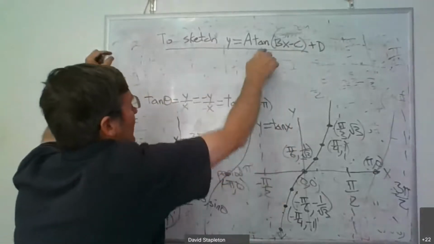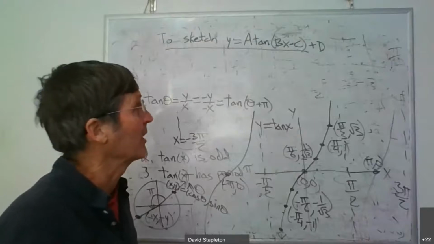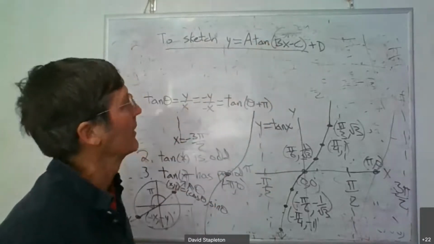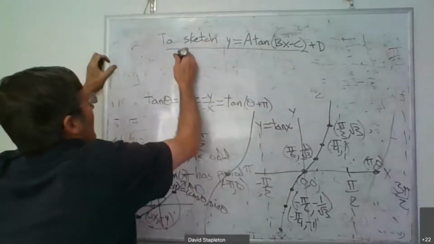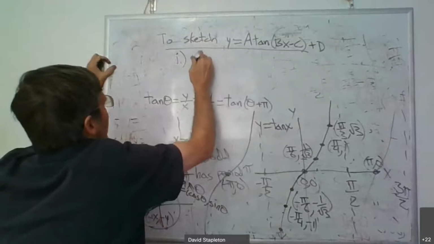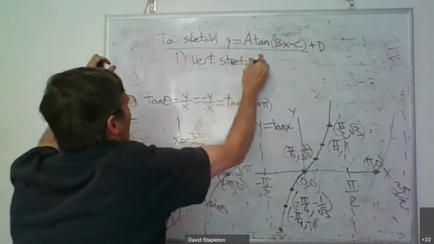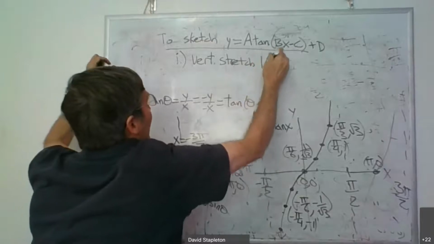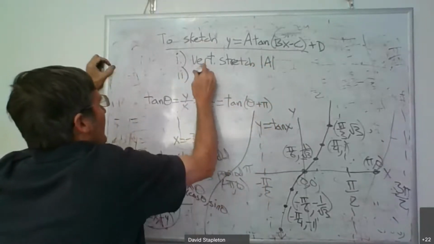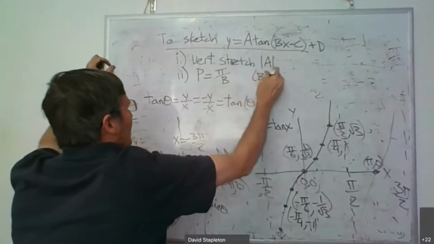And then there is one change because tangent is pi periodic. The new period, instead of being 2 pi over b, is only pi over b. Right? You take its natural period and the stretching factor 1 over b and get pi over b. So let's write it out. 1, you say that it has vertical stretch instead of amplitude. Vertical stretch, absolute value of A. You say that it has period, the natural period of tangent divided by b, pi over b. This assumes b is positive.